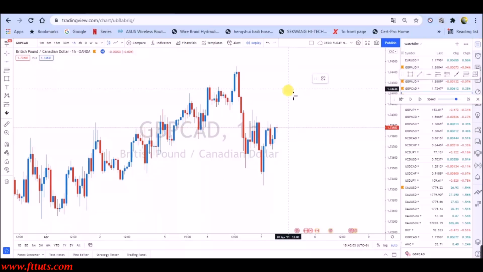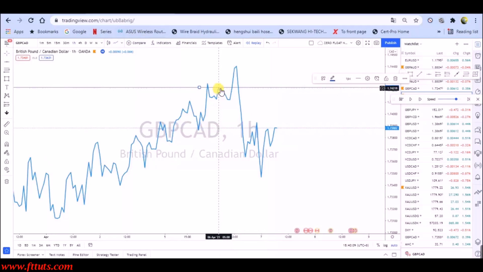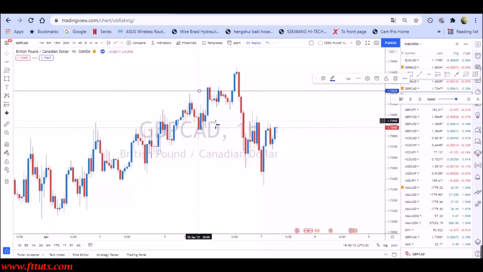Alright, there's a pattern here. This is the left shoulder. So I'm going to mark the left shoulder on here. If we change to the line chart, see, there is a strong left shoulder with an A here, capital letter A.